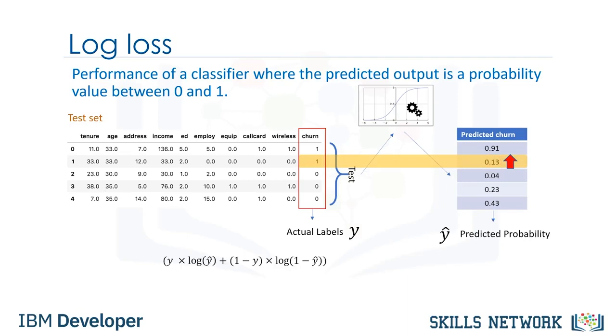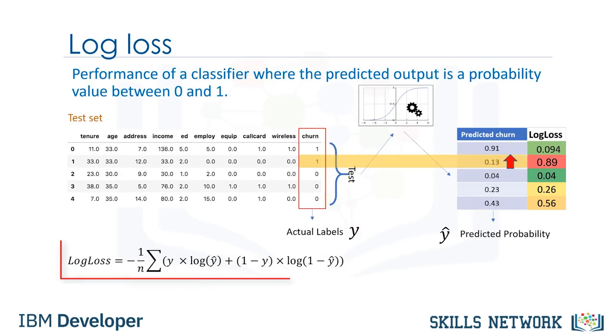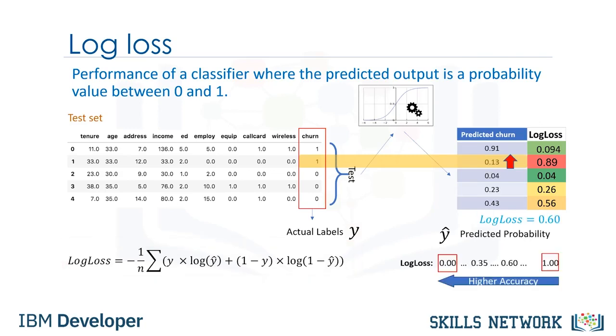We can calculate the log loss for each row using the log loss equation, which measures how far each prediction is from the actual label. Then we calculate the average log loss across all rows of the test set. It is obvious that ideal classifiers have progressively smaller values of log loss, so the classifier with the lower log loss has better accuracy.